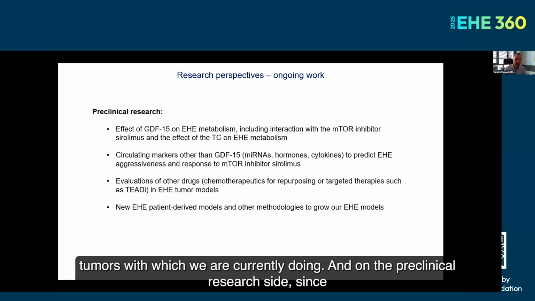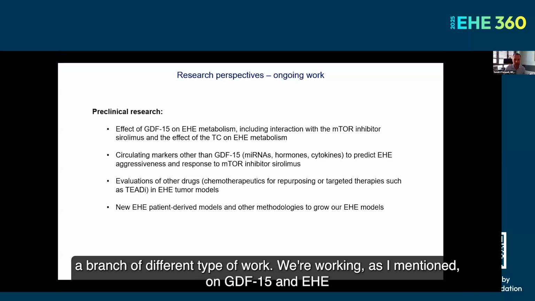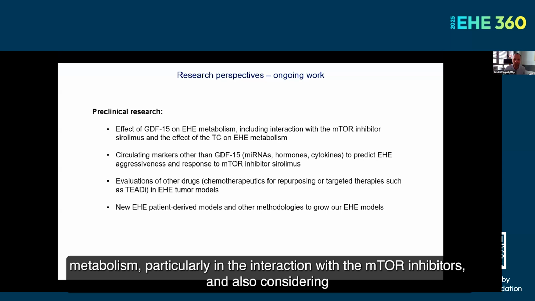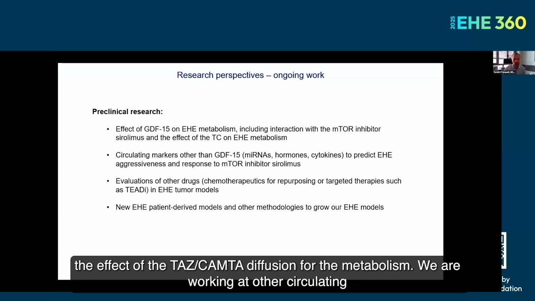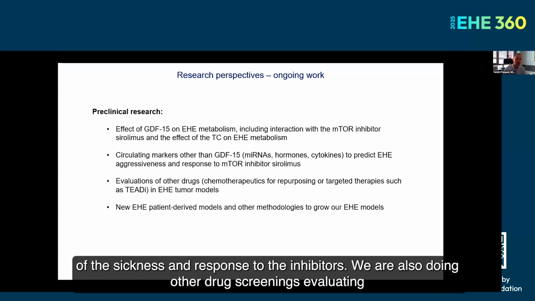And on the preclinical research side, since we have been generating the models and after doing the analysis that I showed you, we started a bunch of different types of work. We're working, as I mentioned, on GDF15 and EHE metabolism, particularly in the interaction with the mTOR inhibitors, and also considering the effect of the TAZ-CAMTA fusion on metabolism. We are working on other circulating markers other than GDF15, such as microRNAs, hormones, other cytokines to predict EHE aggressiveness and response to mTOR inhibitors.